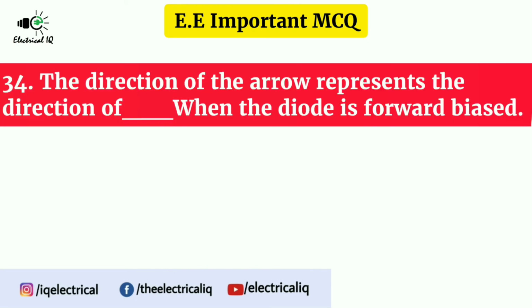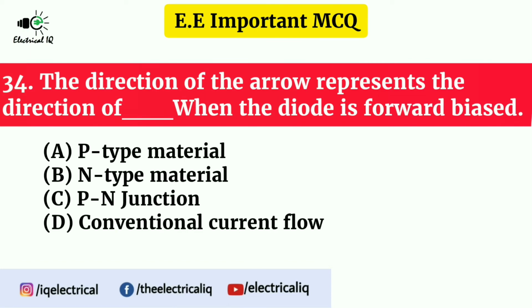Next, the direction of the arrow represents the direction of dash when the diode is forward bias. A p-type material, B n-type material, C p-n junction, D conventional current flow. So the answer should be D conventional current flow.